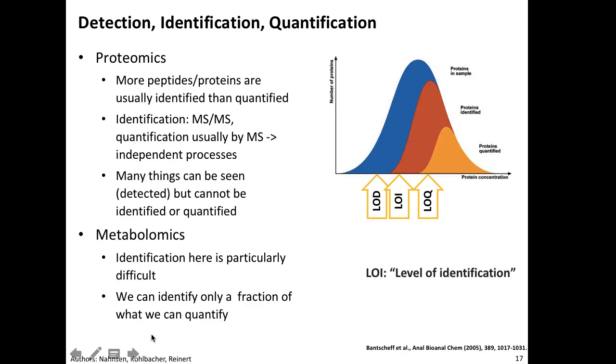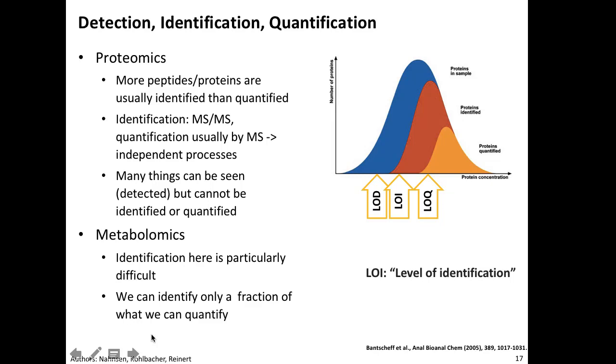With metabolomics, things are actually a bit different. We will talk about that this afternoon. Here it is often much harder to identify metabolites. So while fundamentally this looks the same, identification is a much bigger issue and we have much fewer identified metabolites. So in proteomics, we usually identify more than we can quantify. In metabolomics, it's just the other way around. The details of that we will discuss this afternoon and tomorrow.